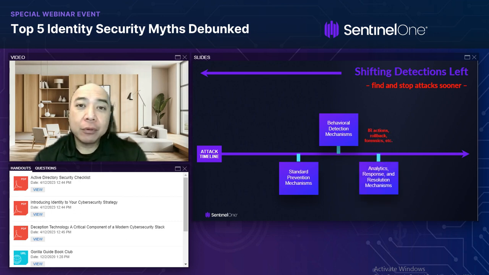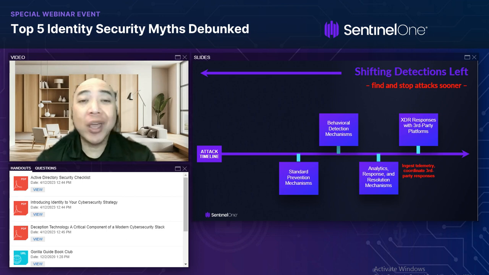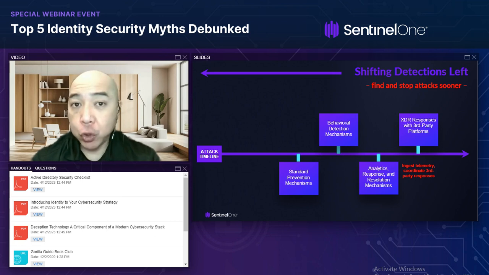And then, once it's gotten past the detection phase, now you have to do your response, right? So you're going to analytics, response, and resolution mechanisms. You want to detect it, you want to analyze it, you want to respond to it, and then you want to recover from it in some way, shape, or form, right? So your IR actions, your rollbacks, your forensics. And then, of course, you've got your XDR with your third-party platforms. You can ingest telemetry. You can coordinate with your third-party responses. You're going to do root cause investigation and analysis. You're going to strengthen your security controls because you've got all this information that you can correlate. You can create new playbooks out of it, and you can help stop attacks in the future.